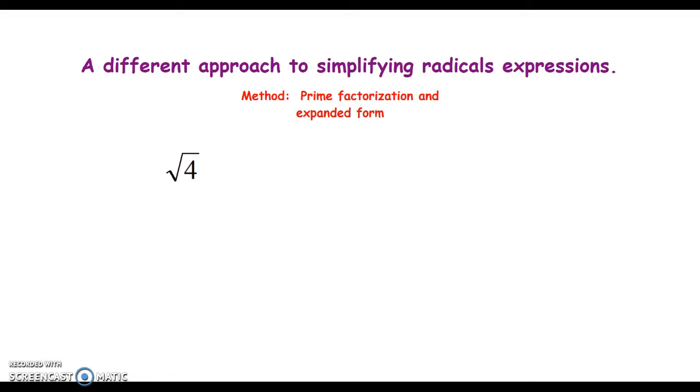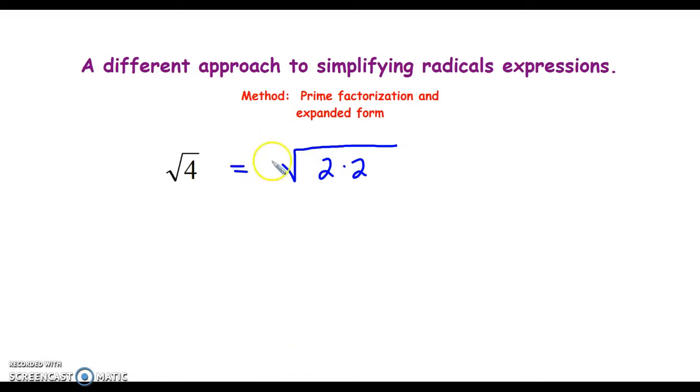Okay, let's start really simple. Everybody knows that the square root of 4 is 2. Okay, so prime factorization, what I want you to do is take what's under the radical sign and change it into its prime factors. So we know that 4 is 2 times 2.